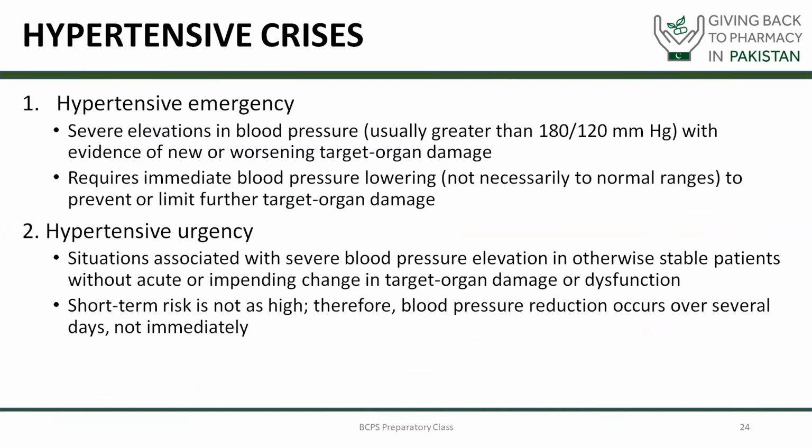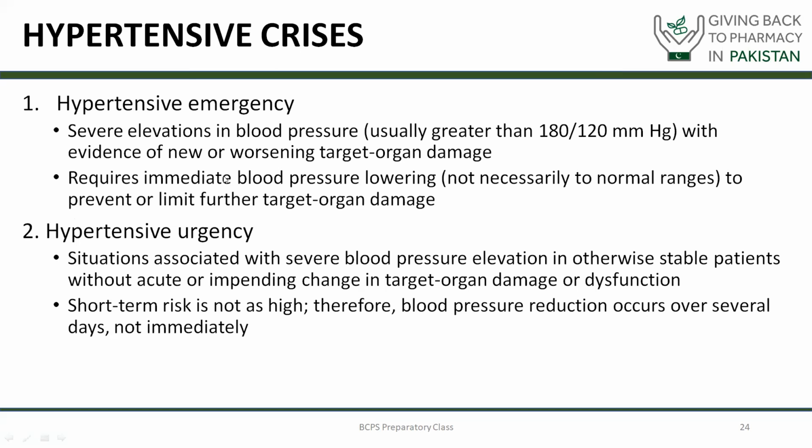These events can happen above this blood pressure, particularly in those patients who previously had no hypertension and are not used to this high blood pressure. It requires immediate blood pressure lowering, not necessarily to the normal range, to limit further target organ damage. Usually they have to reduce it by about 25% first, and then normalize it within 24 hours.